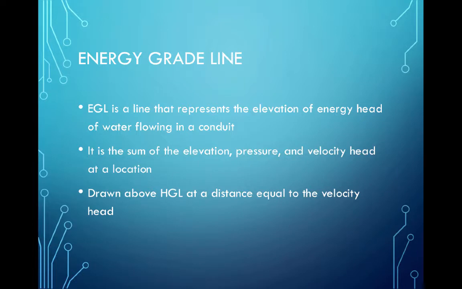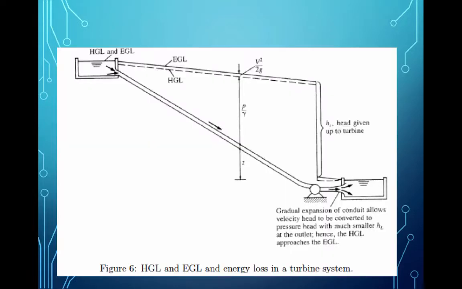The energy grade line is the line that represents the elevation head flowing in a conduit. It's a sum of elevation, pressure, and velocity head. It's going to be above the hydraulic grade line at a distance equal to the velocity head. When we go the other direction in a turbine system, we still have energy grade lines and hydraulic grade lines, only in this case we're taking energy out.